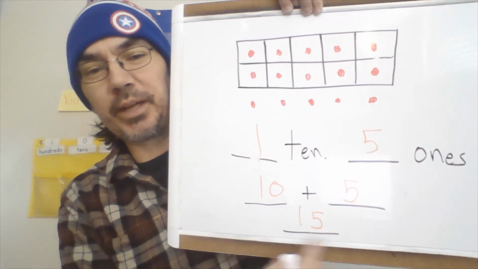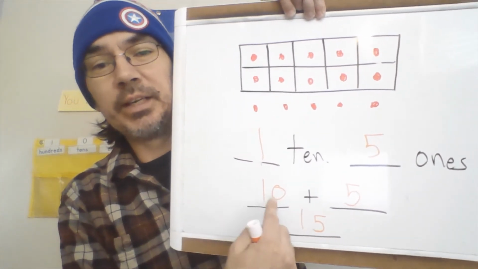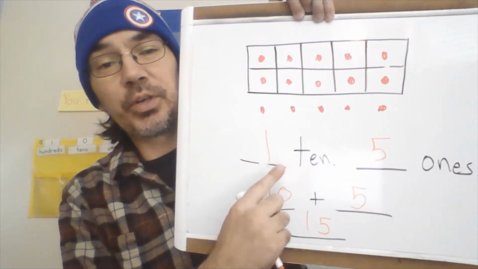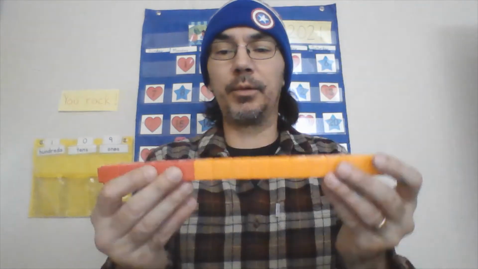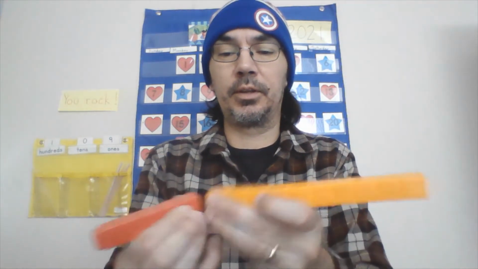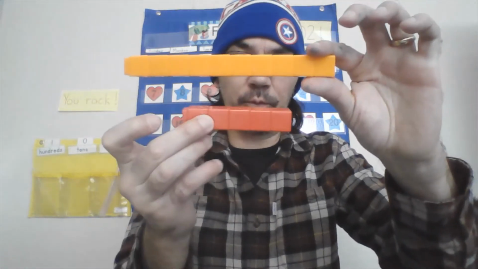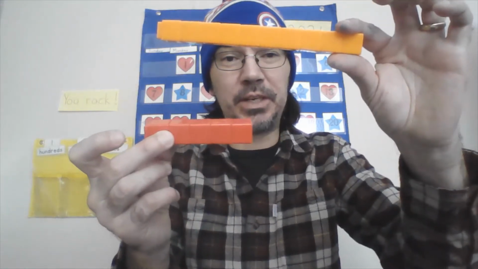So 15 we can write like this. 15, we can also write it 10 plus 5. Or you could have 1 ten and 5 ones. Here's how it looks as a tens frame. Another way, maybe if I could show you with the cubes. There we go. Here's 1 ten and 5 ones. That is 15. That is also 15, okay?